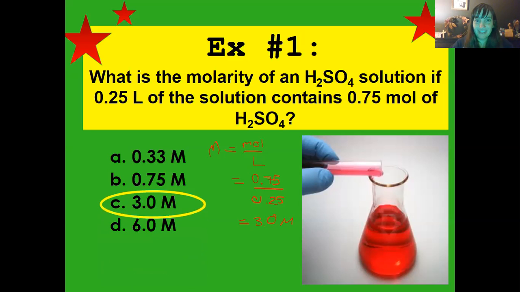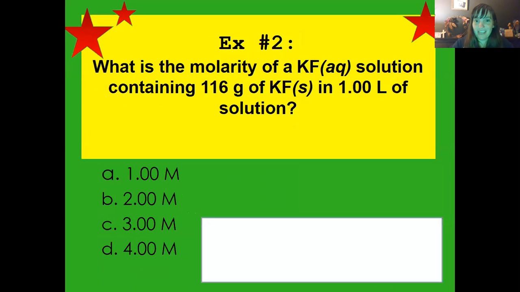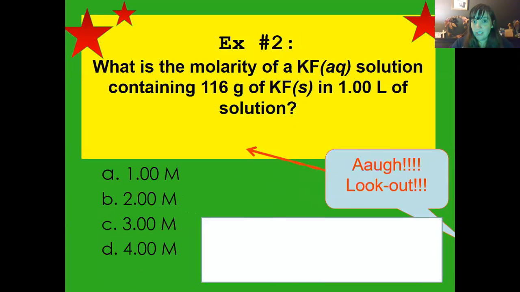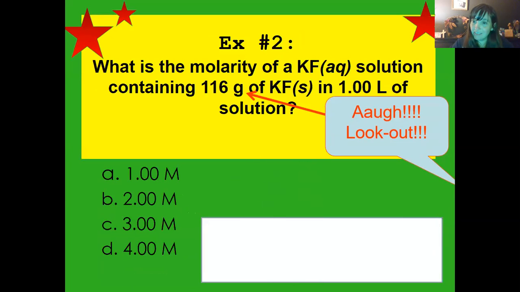Awesome. All right, let's try this example. What is the molarity of a potassium fluoride aqueous solution containing 116 grams of potassium fluoride solid and 1 liter of solution? Look out. What's the problem? Yeah, it's in grams. And for molarity, we want, of course, moles, not grams. You guys remember how to do this?